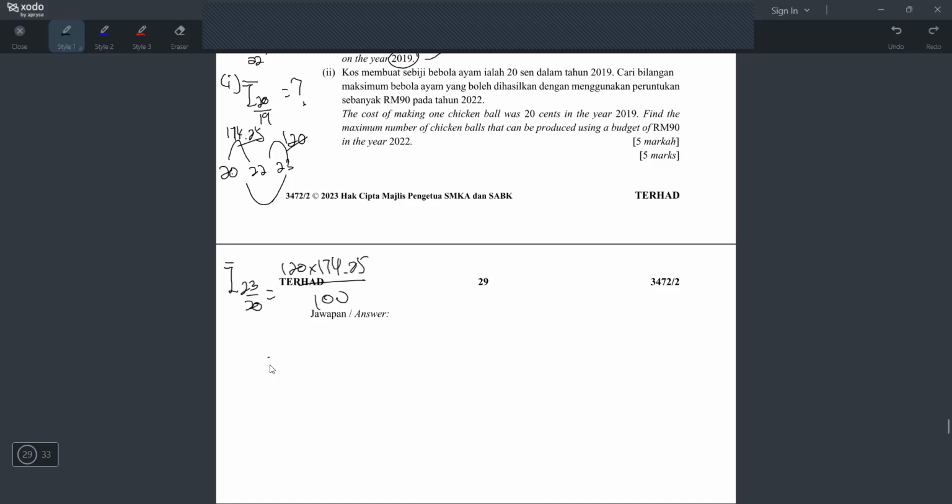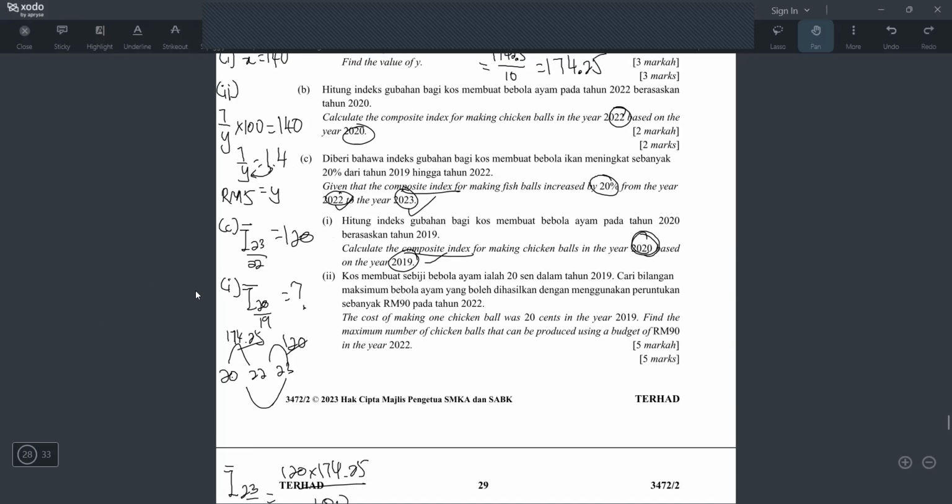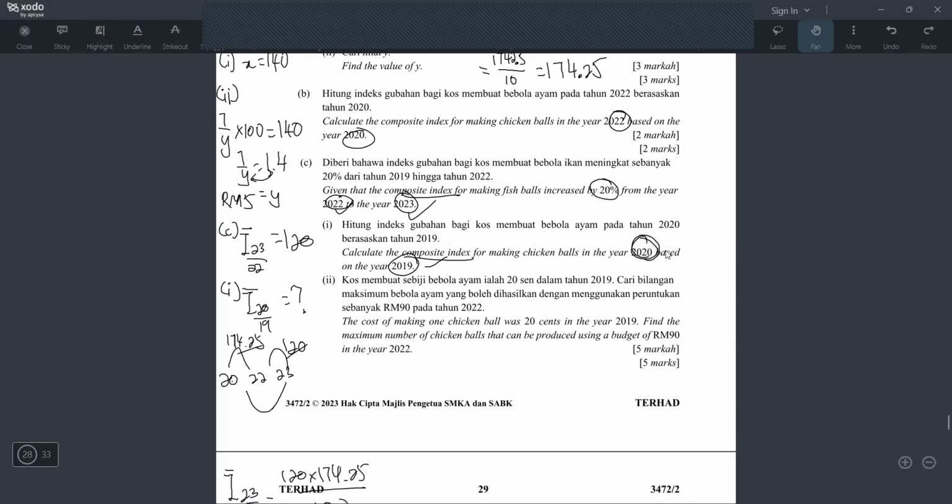This is very, very weird. Okay, I feel like I did something wrong, but then what did I do wrong? 2020 based on 2019. Let's read the Malay version. Okay, the Malay version and the English version is different. Can you see it? It says here it increased from 2019 to 2022. But in the English version it is 2022, 2023. So I think the English version is wrong, right?